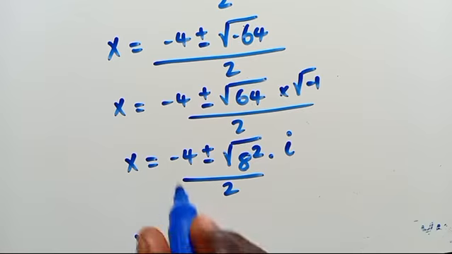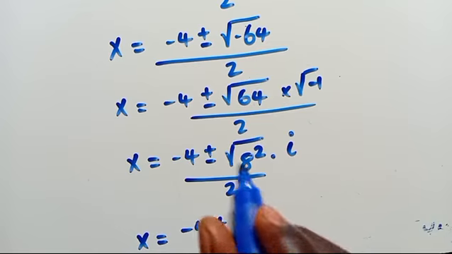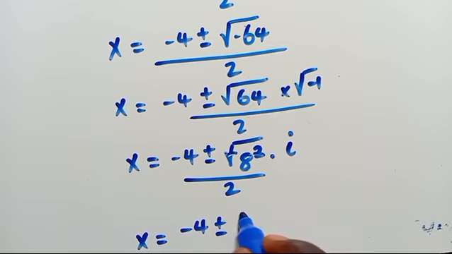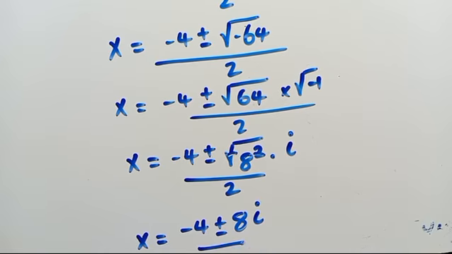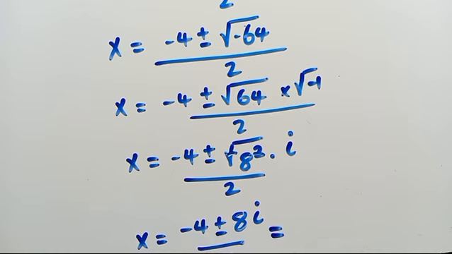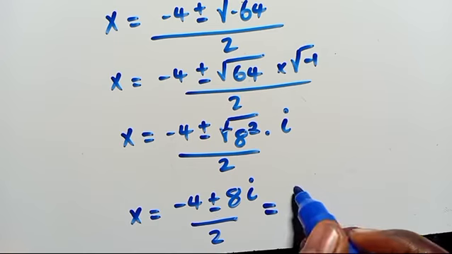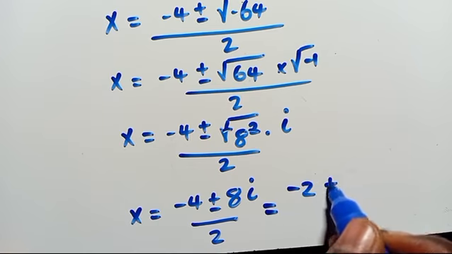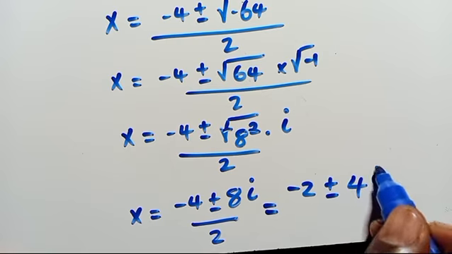x equals minus 4, positive or negative, this will be, cancel this out, 8i over 2. Minus 4 divided by 2 gives us minus 2, positive or negative. This will be 4i.